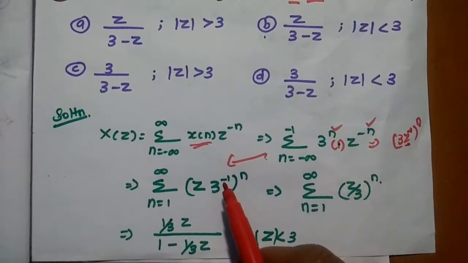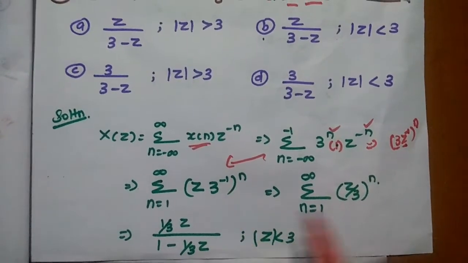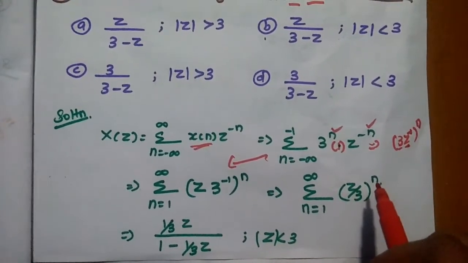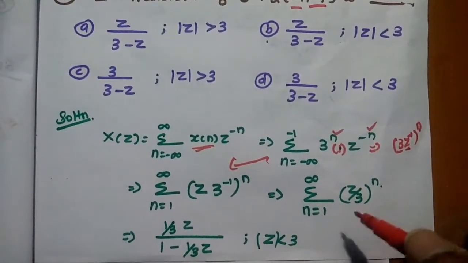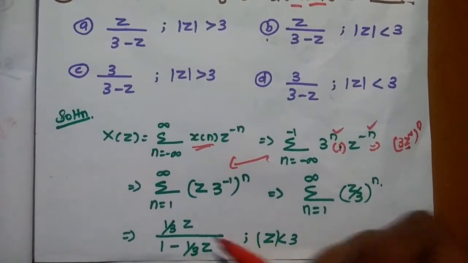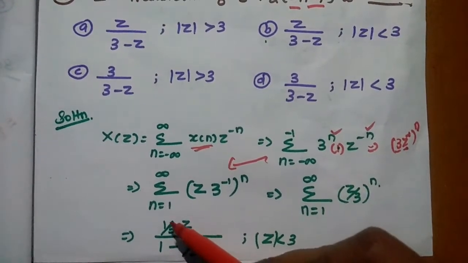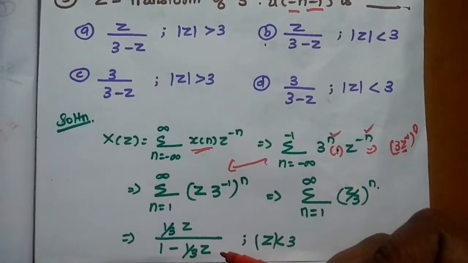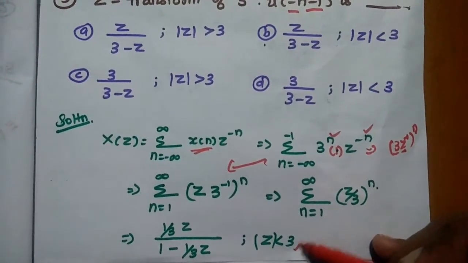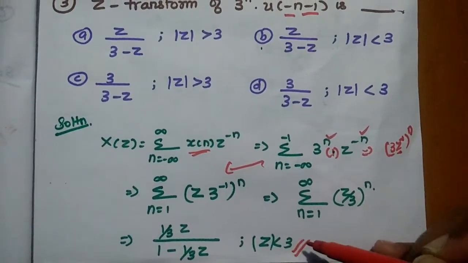Z into 3 power minus 1. 3 power minus 1 means 1 by 3. So z by 3 the whole power n. So the same we can expand, and using Euler's theorem and expansion we can get 1 by 3 z divided by 1 minus 1 by 3 z. Okay, and its ROC is less than 3.